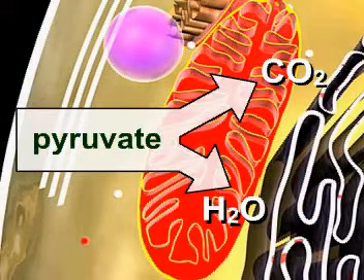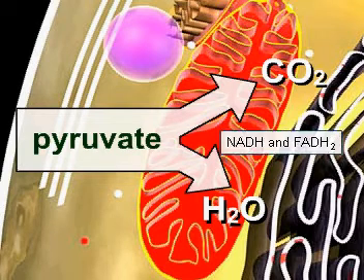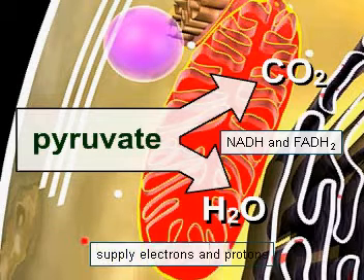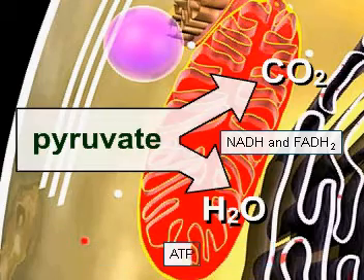Pyruvate produced during glycolysis in the cytoplasm is broken down into carbon dioxide and water, with the production of NADH and FADH2. These two compounds supply electrons and protons that are subsequently used to produce ATP.